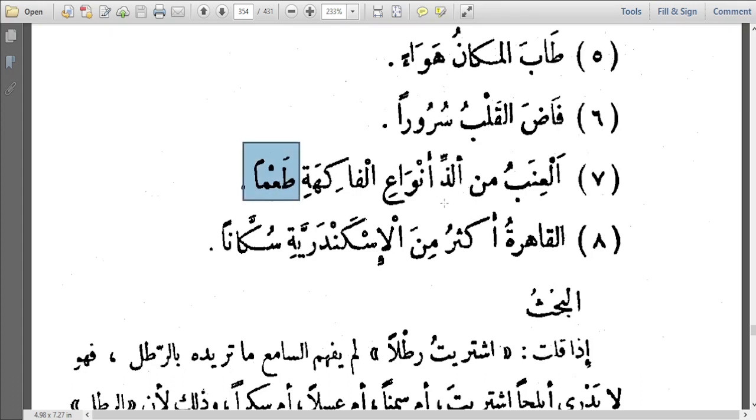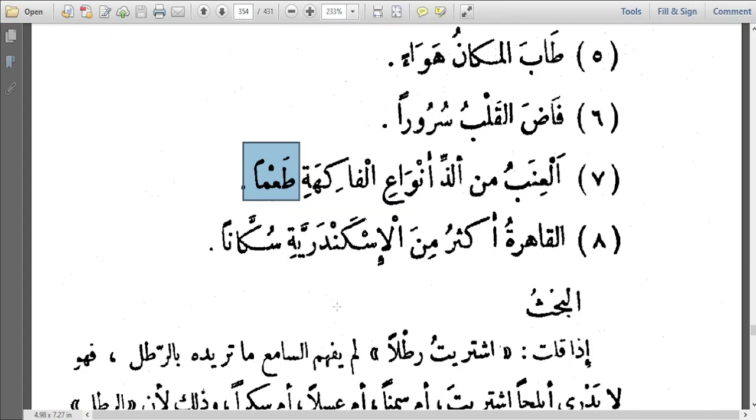Okay, it could be a smell. Somebody will like the smell of some particular fruit, but the taste of the fruit itself is not good for the person. So ta'man here means the food itself is good. Al-inabu min aladzi anwa'il fakihati, he wouldn't say ra'ihatan, but he says ta'man. In terms of its food, the taste of the food is good. So the ta'man here is the tamyiz.